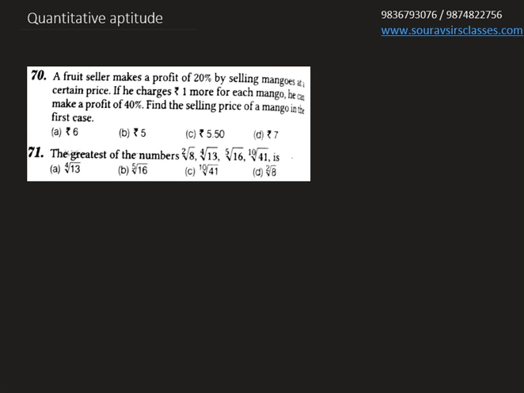ओके, तो चलिए शुरू करते हैं। पहला प्रॉब्लम देख लेते हैं। पहला प्रॉब्लम में क्या पूछा गया है देख लेते हैं। A fruit seller makes a profit of 20% by selling mangoes at a certain price. If he charges one more for each mango, he can make a profit of 40%. Find the selling price of a mango in the first case.